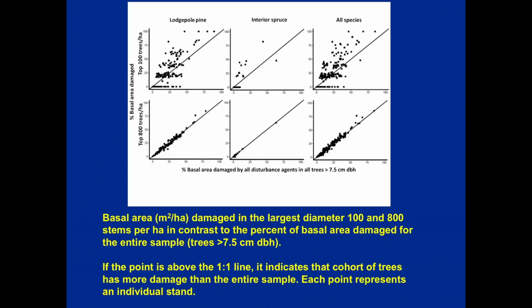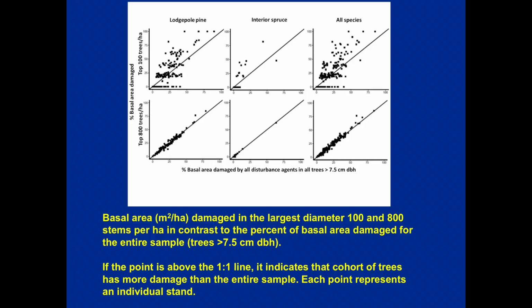So I'm just showing you this because I'm intrigued by it. This damage happening more in the bigger trees is kind of a disconcerting thing. This graph is a bit complicated, but it's actually really simple. This is a one-to-one line, and if all the dots are on the one-to-one line, then there's nothing weird going on. This is the top 800 stems per hectare in our data set, and it's the amount of basal area damaged compared to all the trees in the population.